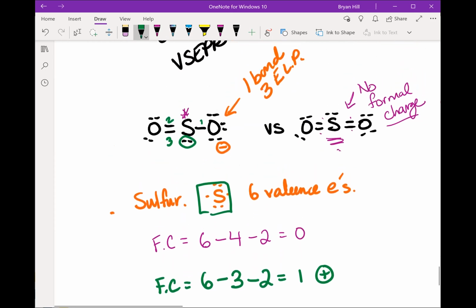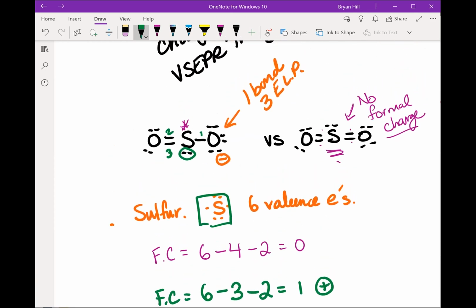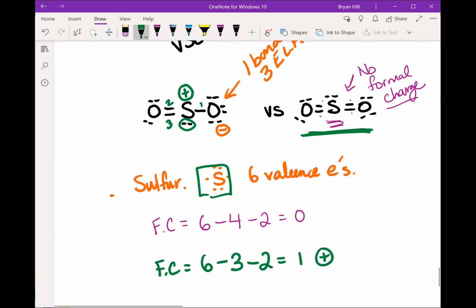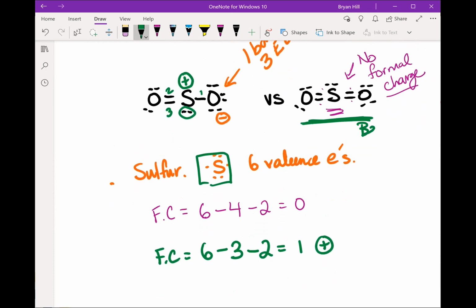And it makes sense because this has got a formal charge of minus. So if we look at this structure here, we would have a plus on the sulfur. So when it comes to determining which is the best Lewis structure, the best Lewis structure is the one that minimizes the formal charge, so I would conclude that this structure over here on the right is the best Lewis structure.